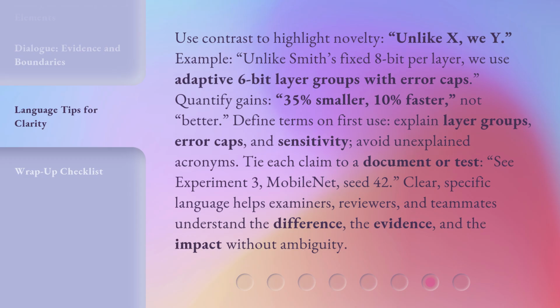Define terms on first use. Explain layer groups, error caps, and sensitivity. Avoid unexplained acronyms. Tie each claim to a document or test. See Experiment 3, MobileNet, Seed 42. Clear, specific language helps examiners, reviewers, and teammates understand the difference, the evidence, and the impact without ambiguity.